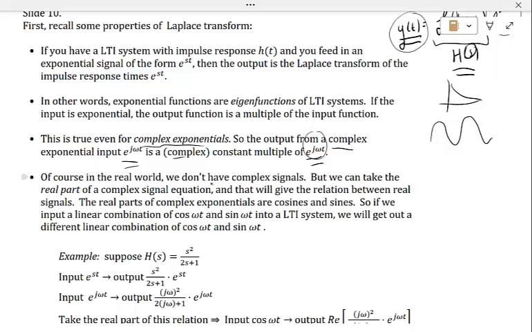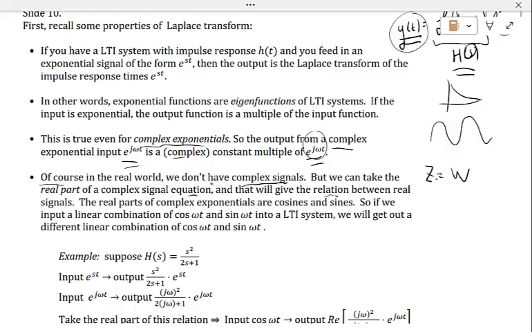Now, of course, in the real world, we don't have complex signals. But we can take the real part of a complex signal equation, and that will give you a relation between real signals, right? If you have a complex equation, both the real part and the imaginary part have to hold, right? If I have z equals w, that means the real part of z is the real part of w, and the imaginary part of z is the imaginary part of w.